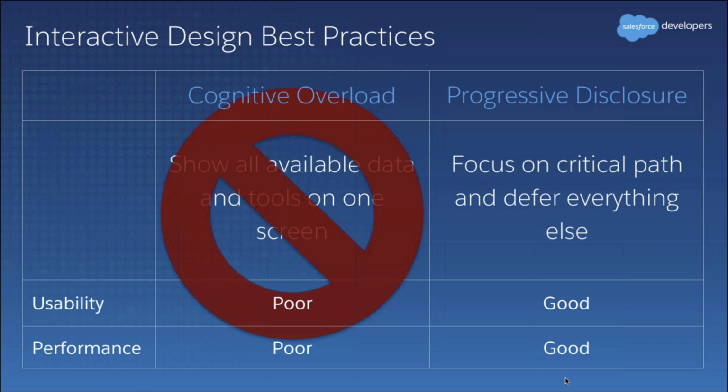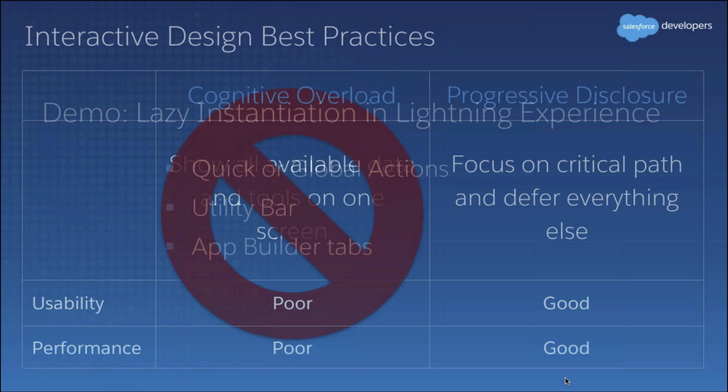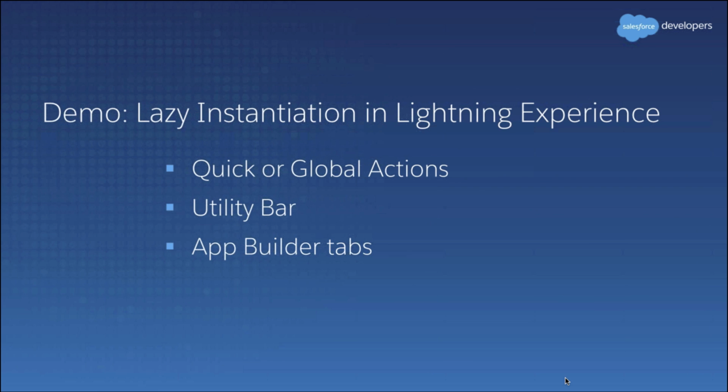Now, what does it mean to defer everything else? What it means is that you still want that data or these tools to be available, but maybe not on the main screen. Maybe you make these tools or the information available in a secondary screen. So instead of trying to explain that too much on a slide, what I wanted to do is demonstrate how you can easily do that in the Lightning experience. The technical term that we use to describe what we do here is lazy instantiation. So what it means is that you defer the creation of components until it's really needed.